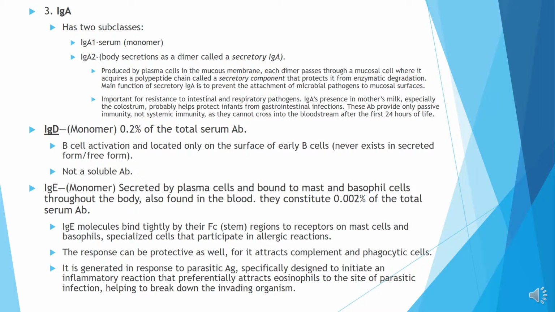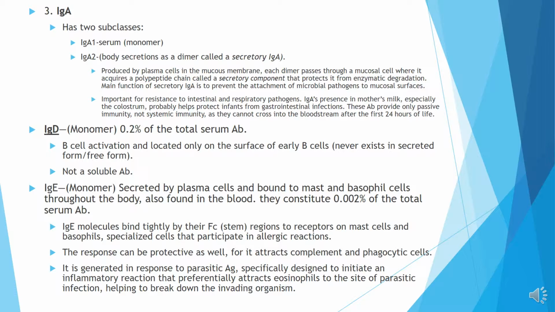The main function of secretory IgA is to prevent the attachment of microbial pathogens to mucosal surfaces. Secretory IgA is important for resistance to intestinal and respiratory pathogens, and IgA's presence in mother's milk, especially the colostrum, probably helps protect infants from gastrointestinal infections. These antibodies provide only passive immunity, however, and not systemic immunity, as they cannot cross into the bloodstream after the first 24 hours of life.